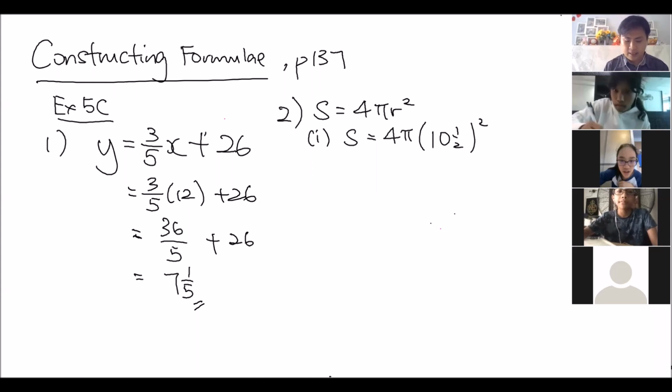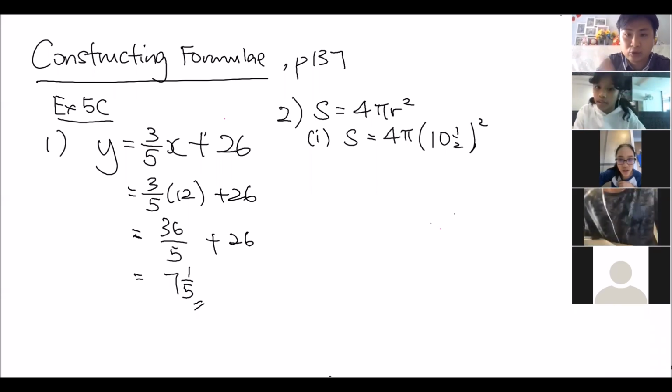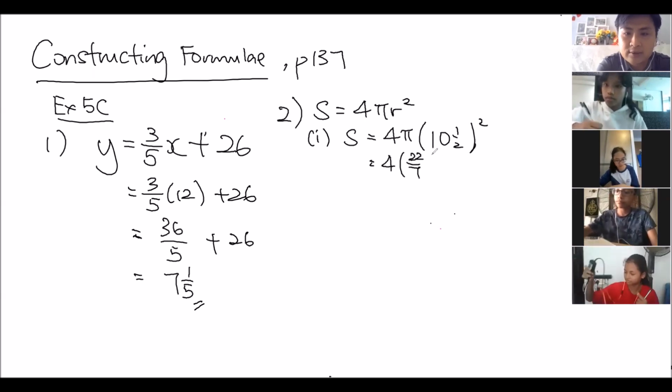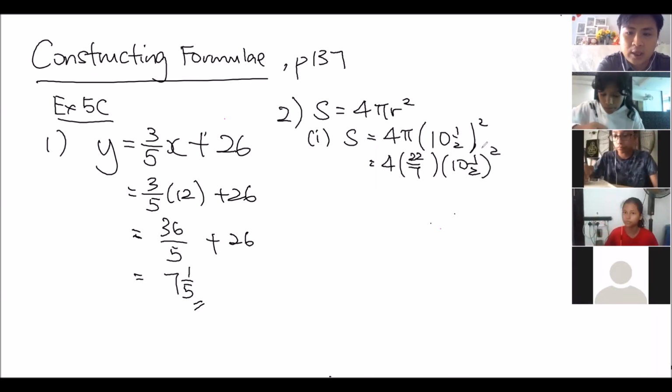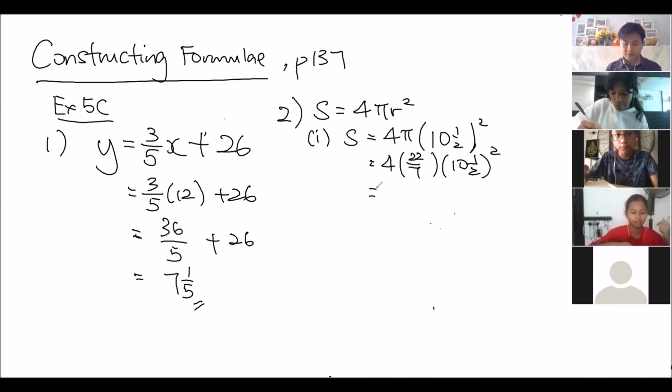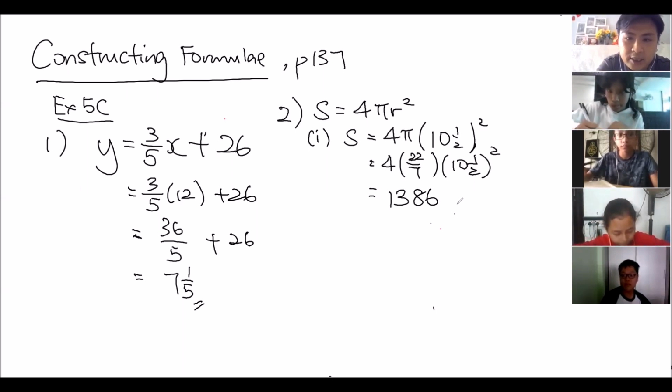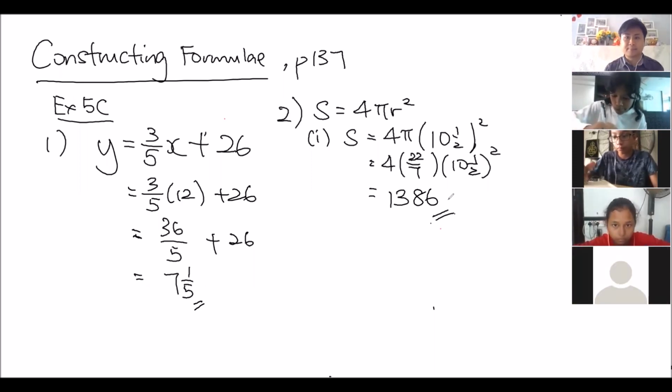Then in the question, what did they say? Take pi to be what value? 22 over 7. So you use the value that is given to you by the question. So 22 over 7 times 10.5 squared. Press your calculator. What do you get? 1386. So after you press your calculator, you will get 1386. So this is how we get the answer. Still quite easy, right? Are we clear about this?